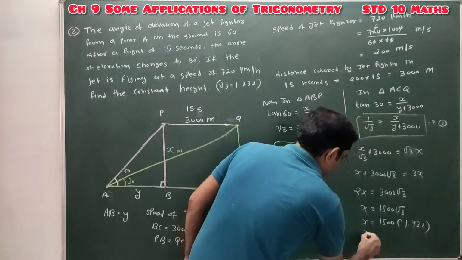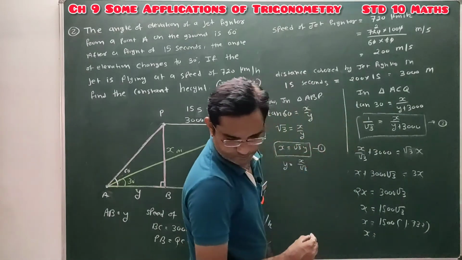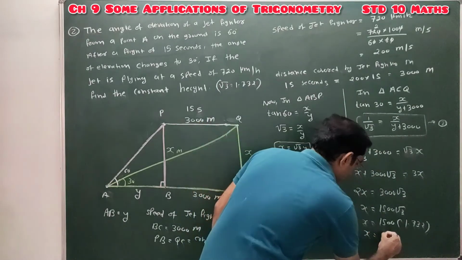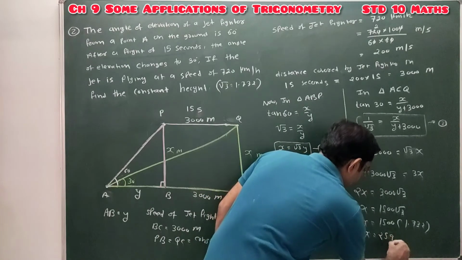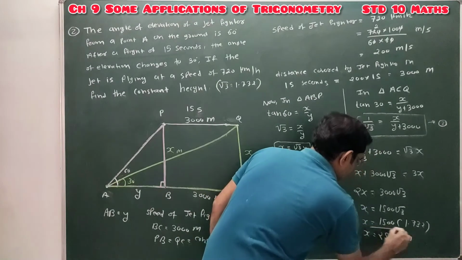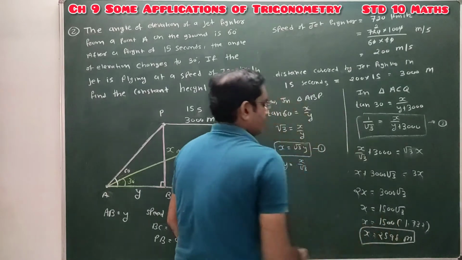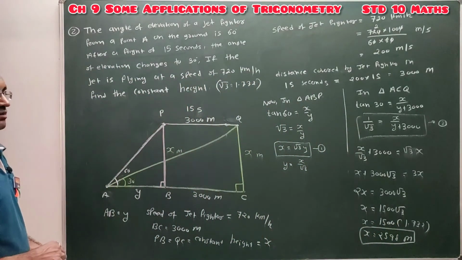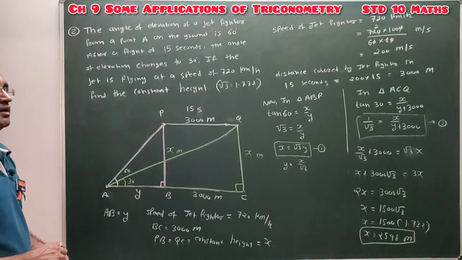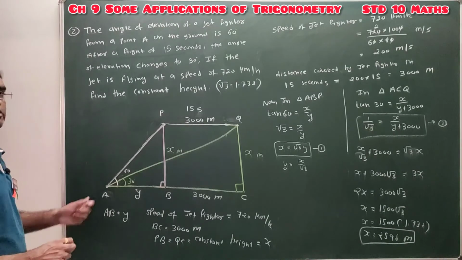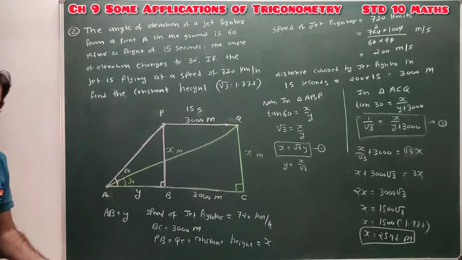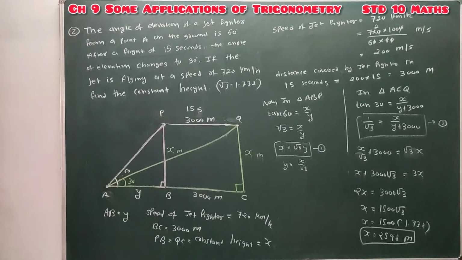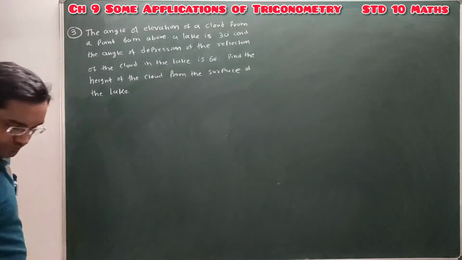So we get the final answer, that is x equal to 2598 meter. Clear? Perform this multiplication by yourself and write your answer. So this is how you can find the constant height of the jet fighter. Pause the video and note it down. So now question number 3.